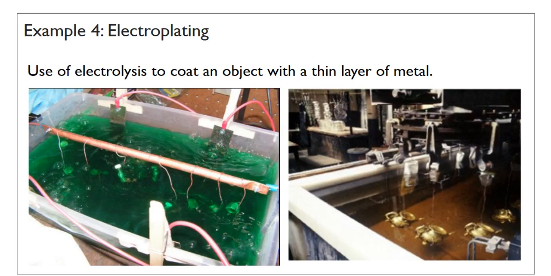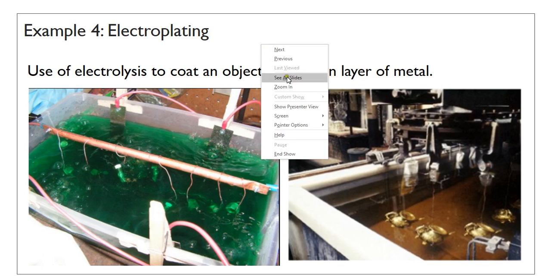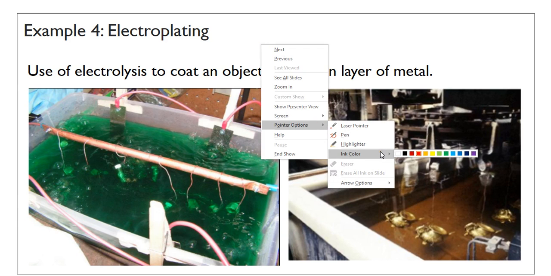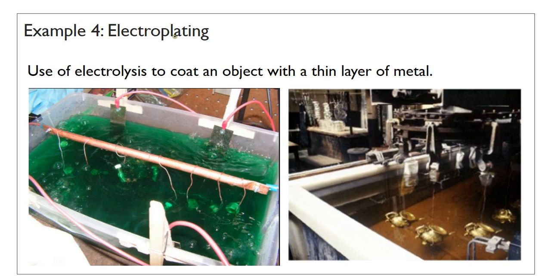Hello again. So this is example 4, the fourth application of electrolysis, which I was meant to tell you on Tuesday, but the videos were getting way too long, so I thought I'm going to do this today. The fourth application is electroplating, and this is a very specific application. This is not to produce a material, but as the name suggests, you want to coat an object with a thin layer of metal.